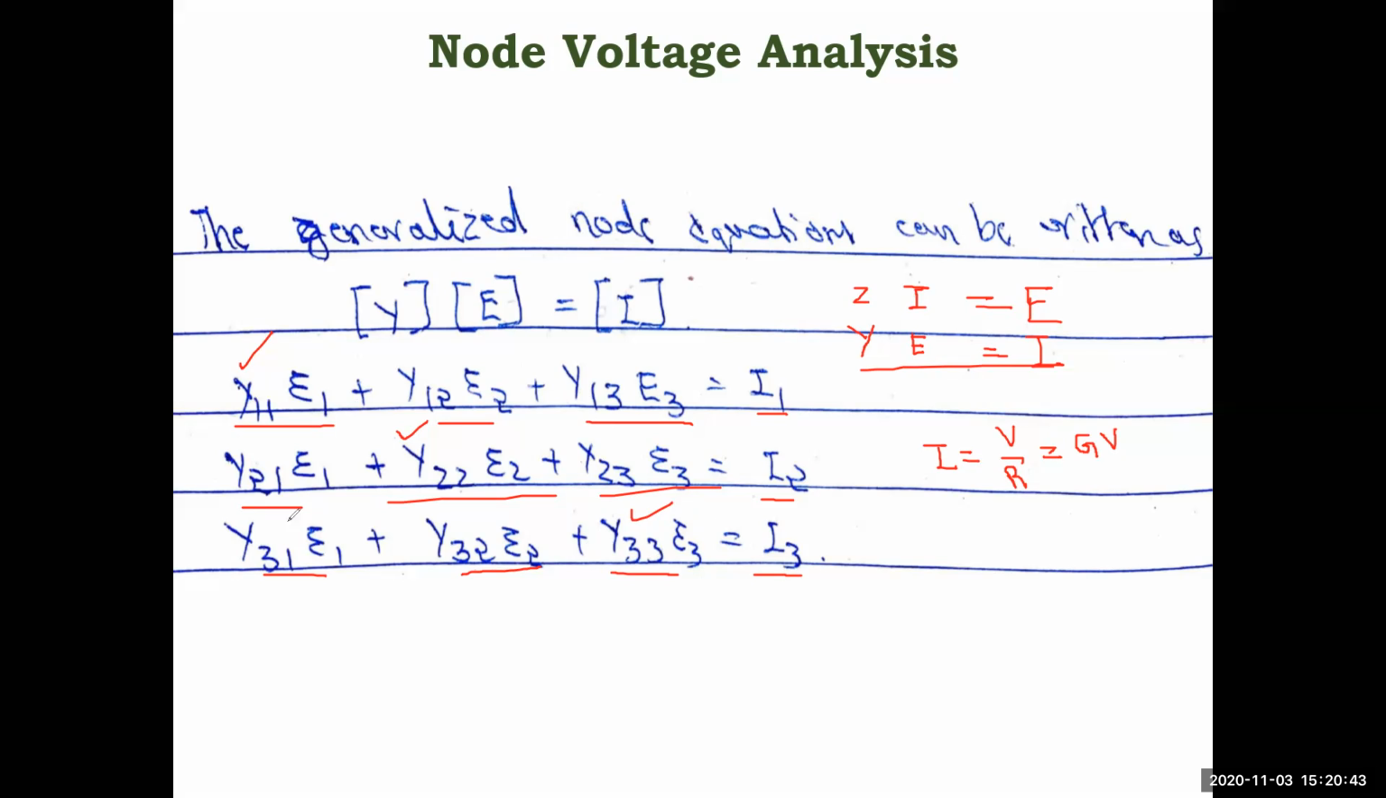The remaining terms, the mutual Y12, Y21, Y13, Y31, Y23, Y32, are all negative. They are the mutual admittances, or mutual conductances, as we say. And this is the current we will have on the right side. So this is the concept of node voltage analysis.